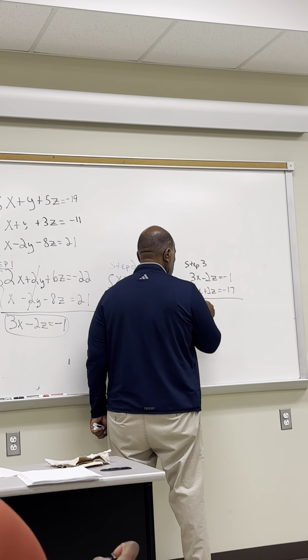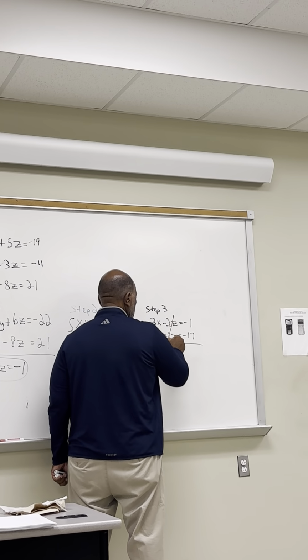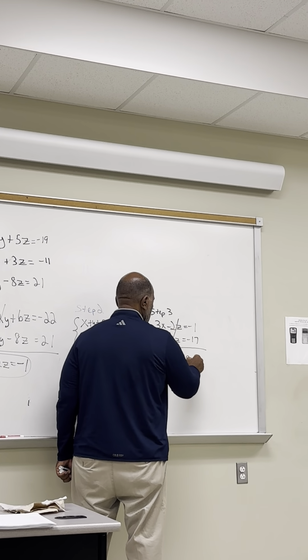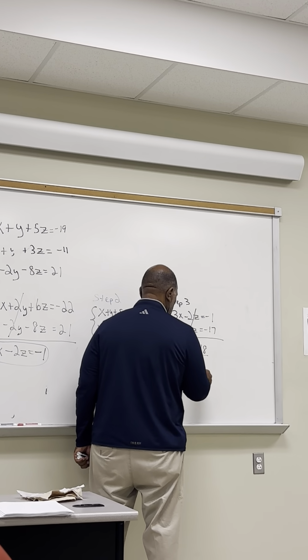What do I get here? I get 6x. Oh, 6x, I'm sorry. Equals negative 18. Divide both sides by 6, x equals negative 3.